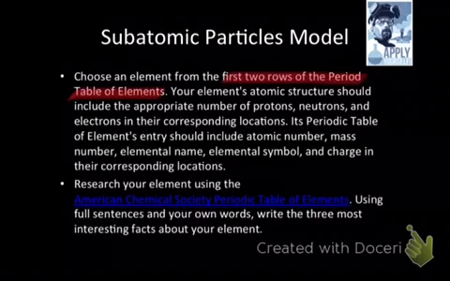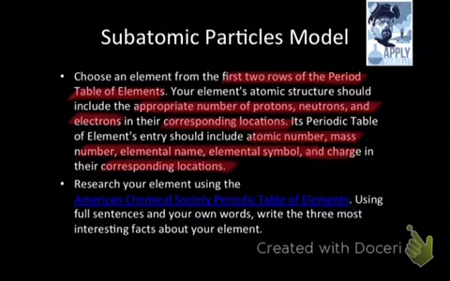Your element's atomic structure should include the appropriate number of protons, neutrons, and electrons in their corresponding locations. Its periodic table of elements entry should include atomic number, mass number, elemental name, elemental symbol, and charge in their corresponding locations. And when you do your research, use this link because we're all about credible sources here. I don't want to see anything from Google or Wikipedia or any junk like that.